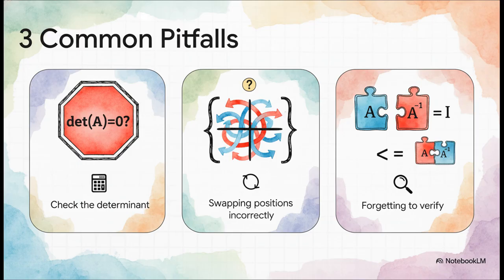Number 2, when you use that 2x2 formula, get the pattern down cold. You swap A and D, you negate B and C. Don't mix them up. And finally, this is a great habit. Check your work. Multiply your original matrix by the answer you got. If you did it right, you should get the identity matrix back. It's a perfect way to know you nailed it.